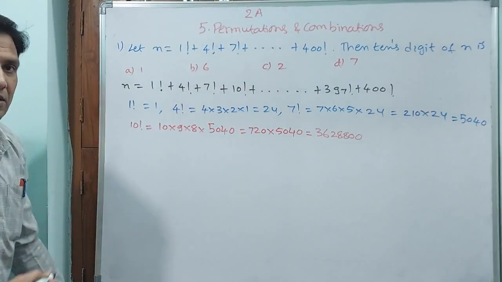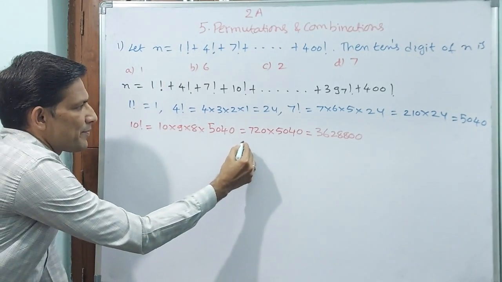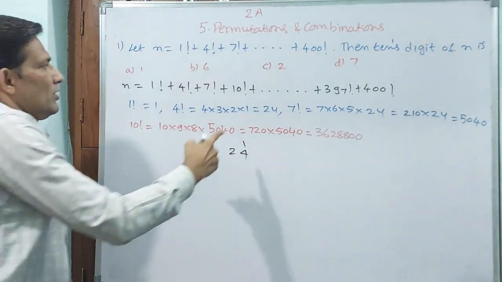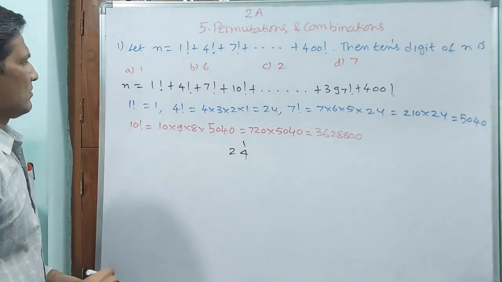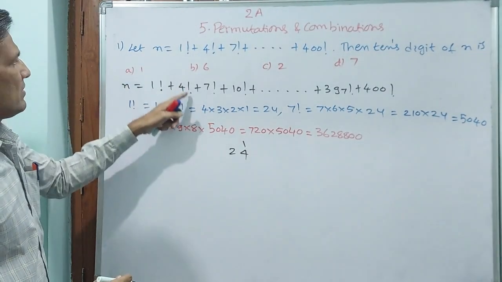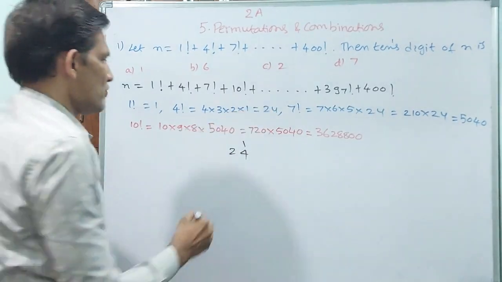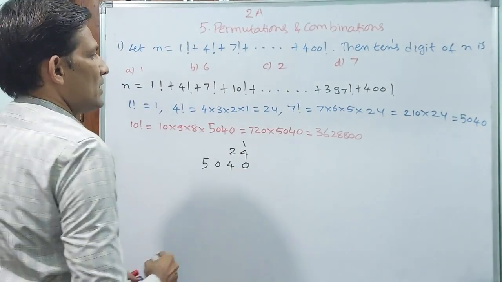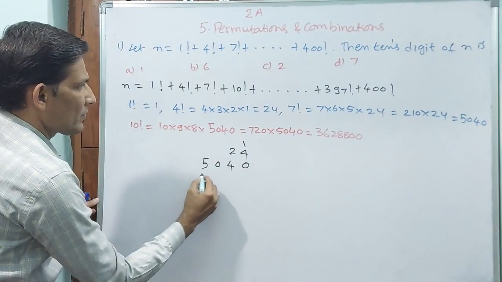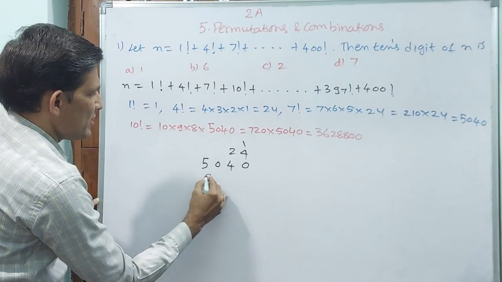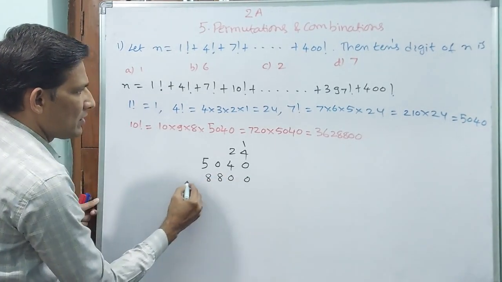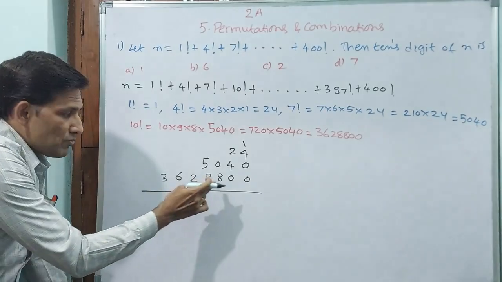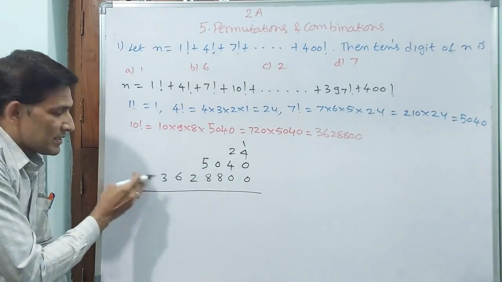Plus. What we have to do, first you keep 1, then you keep 24, then you keep 5040, then again you keep 3628800. See, whatever number comes, it goes towards the left-hand side only, right?